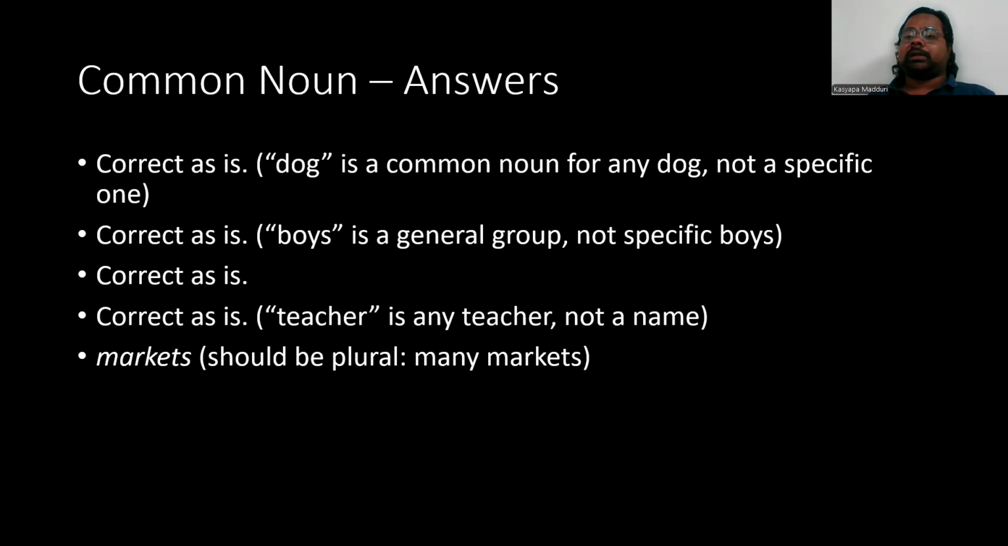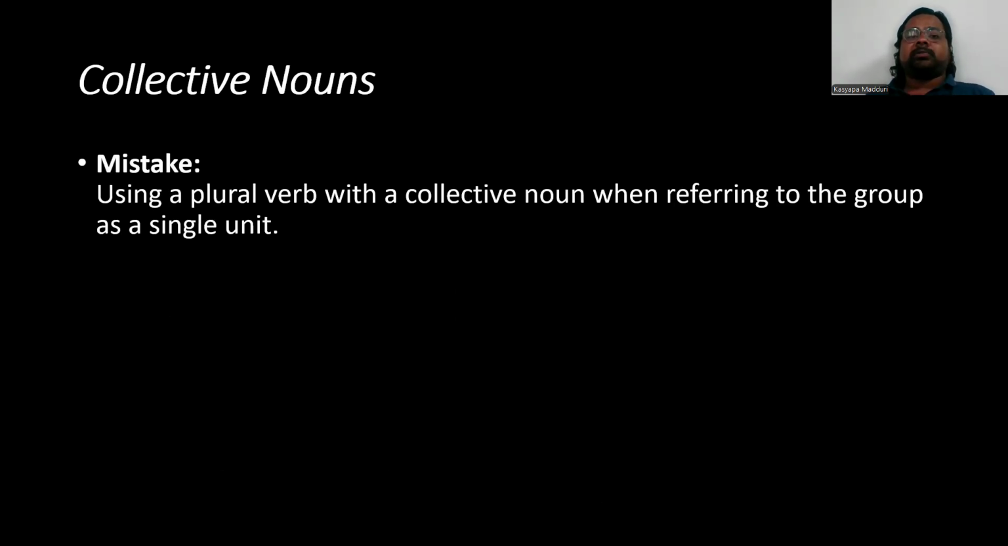Markets. It should be plural. Markets. Okay. Next, let us see collective nouns. Mistake: using a plural verb with a collective noun when referring to the group as a single unit. Now, what does it mean? So, what are collective nouns, first of all? Collective nouns represent a group of something, right? For example, a class. A class is a group of students, but still it is singular. Class is still singular. Even though it is a group of students, it is singular, right? That is a collective noun.